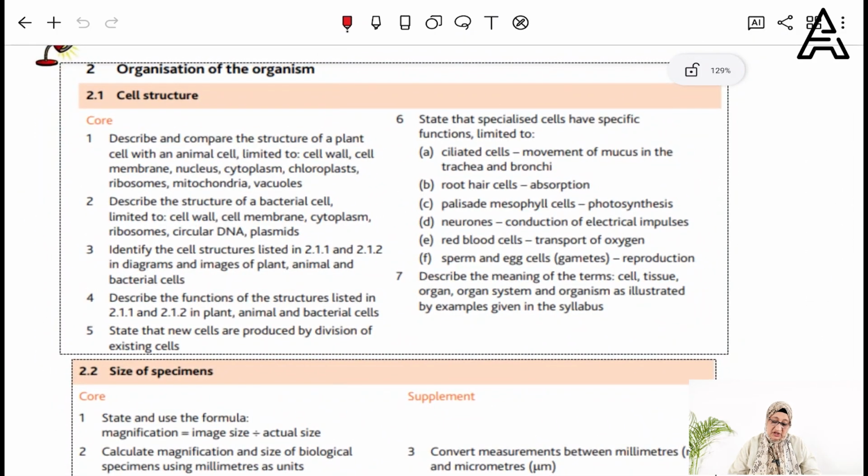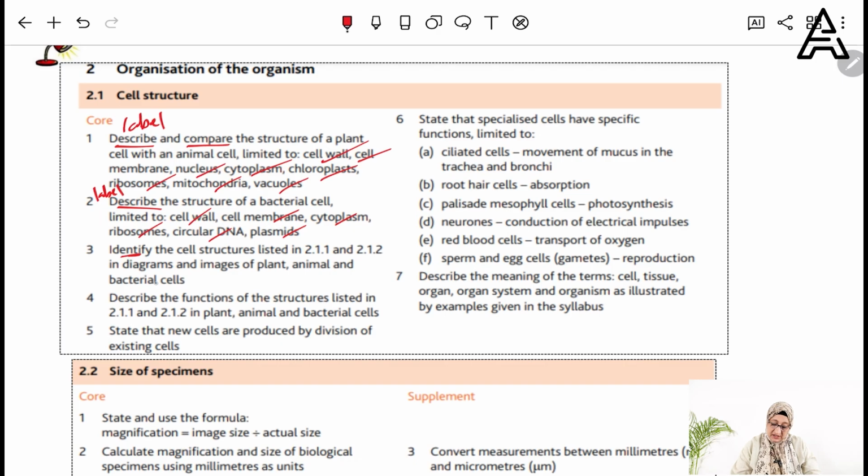Checking of the specs. What's required of you? You need to describe and compare the plant cell. Describe here means label. You need to label all structures of the plant cell and compare between the animal cell and plant cell concerning the most important things to watch for: cell wall, cell membrane, nucleus, cytoplasm, chloroplast, ribosomes, mitochondria and vacuoles. If you know how to compare and label those, you're covered. Describe the bacterial cell. Again, he means label here. Okay? You need to label cell wall, cell membrane, cytoplasm, ribosome, circular DNA and plasmid.